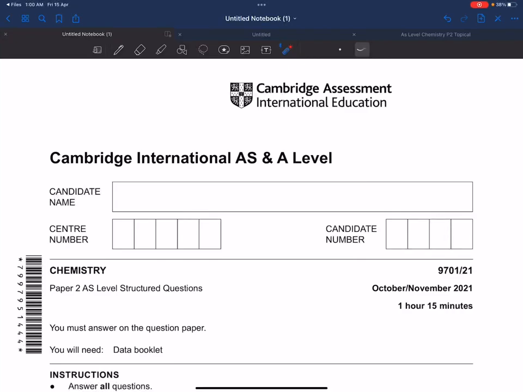Hello guys, we'll be doing this past paper. This is AS level chemistry paper 2-1 of October November 2021.